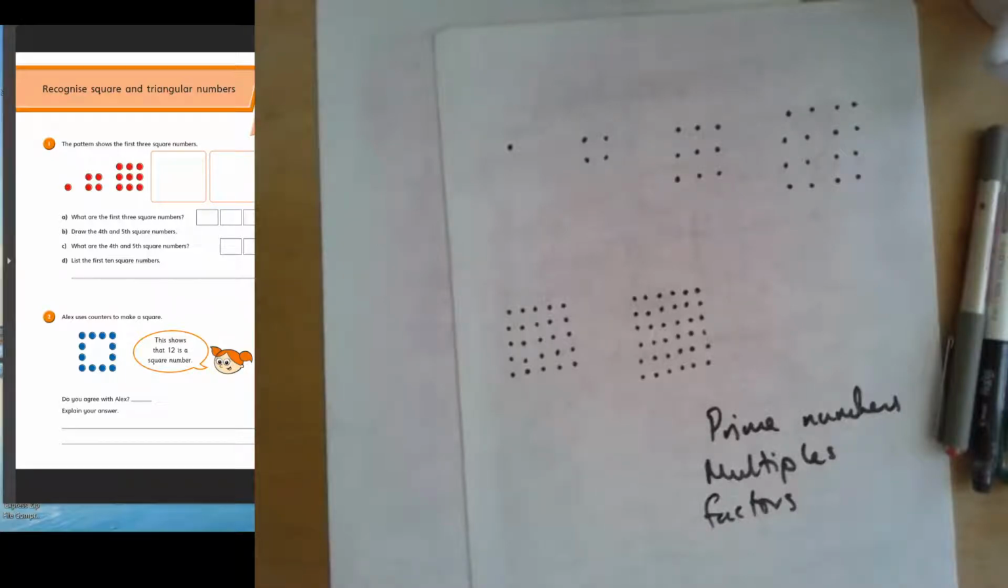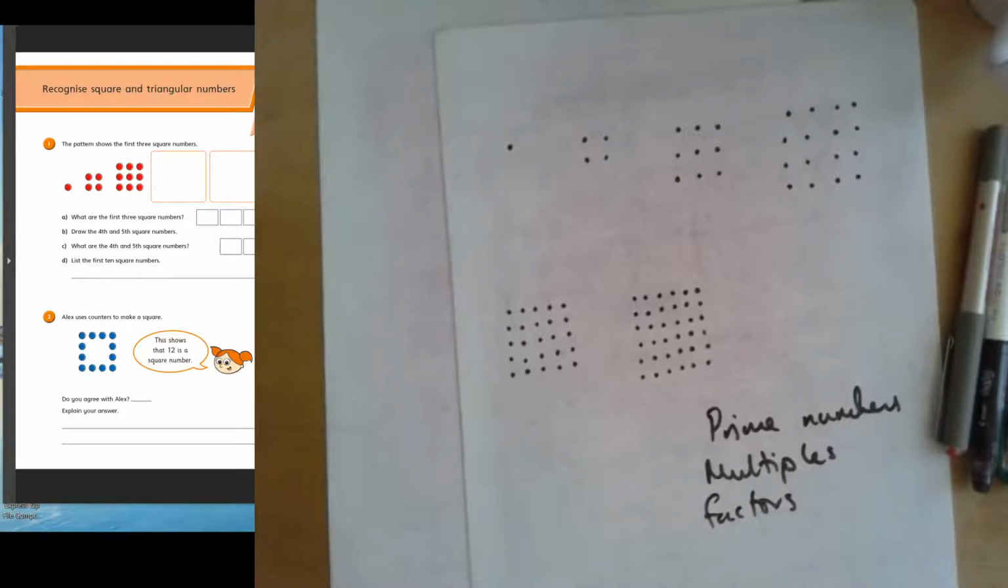Afternoon, guys. So we're just going to look at finishing off different types of numbers. We've already looked at prime numbers, multiples, factors. You should already know some more, like evens and odds, those kind of numbers as well. I know we've covered these in the past couple of lessons.